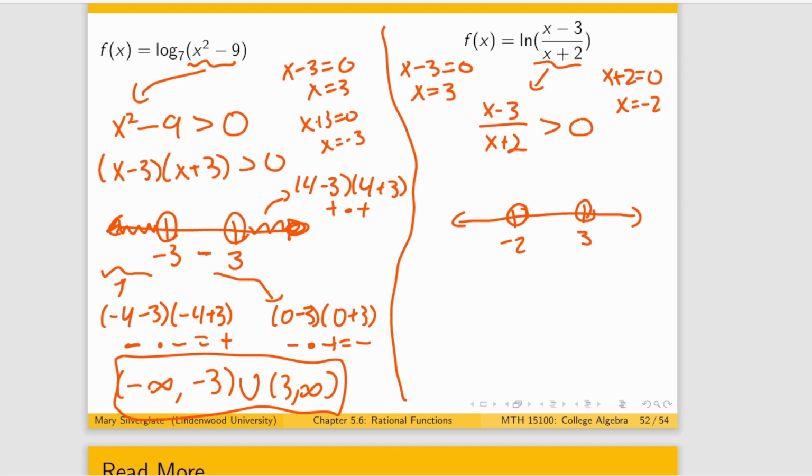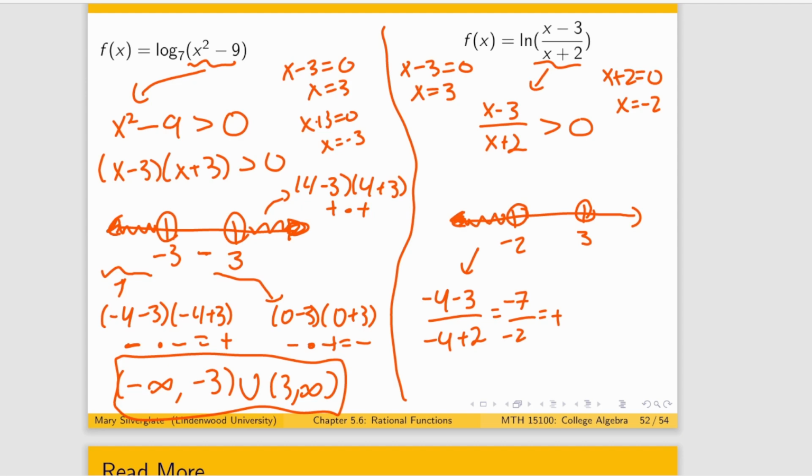And then I just pick testing regions in each part. So let's say beyond negative 2 would be something like negative 4. Negative 4 minus 3 is negative 7. Negative 4 plus 2 is negative 2. A negative divided by a negative is a positive. So I do want to shade them in.